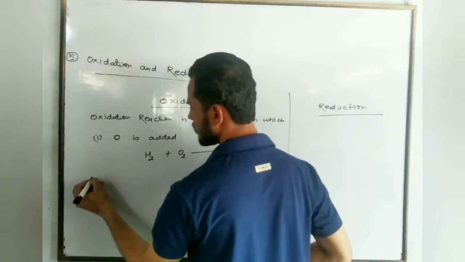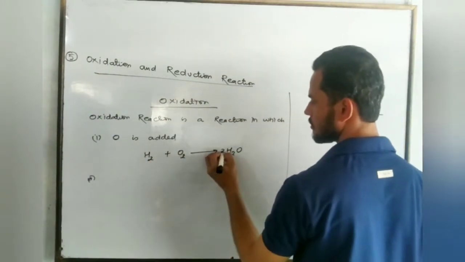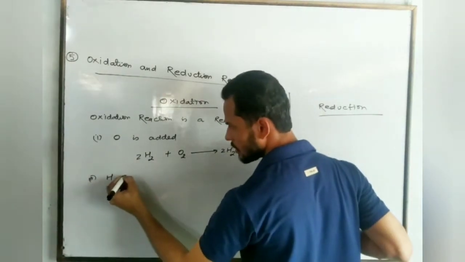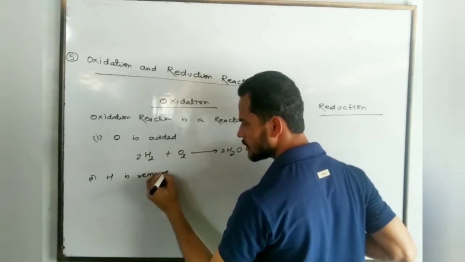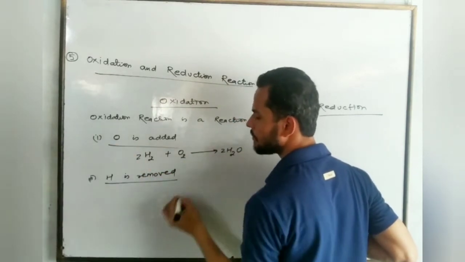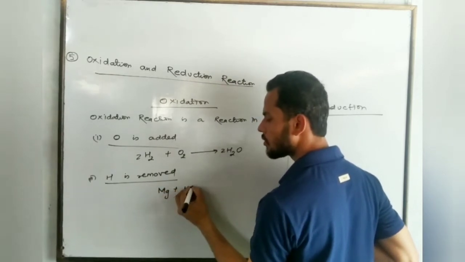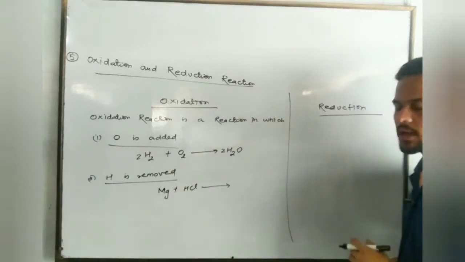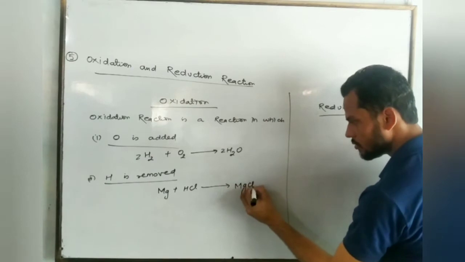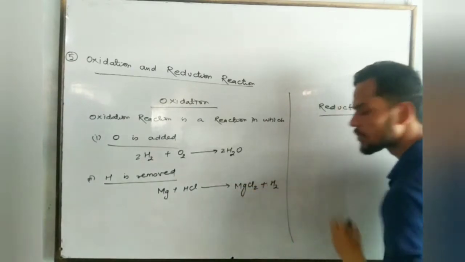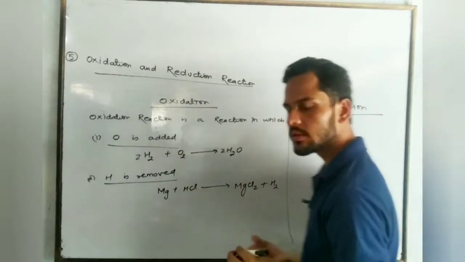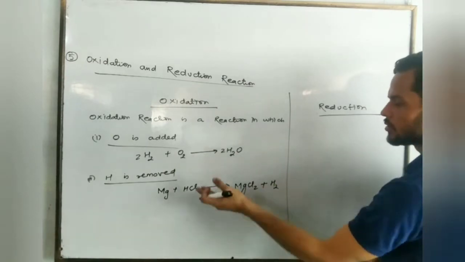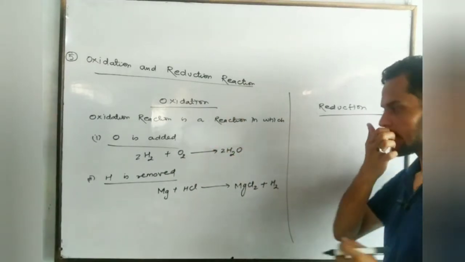Second, oxidation reaction is a reaction in which hydrogen is removed. Okay. For example, when magnesium reacts with hydrogen chloride, then MgCl2 and H2 are obtained. Because in this reaction hydrogen is removed from chlorine, na? Here hydrogen is removed from chlorine. So this reaction is known as oxidation reaction. Here oxidation takes place.